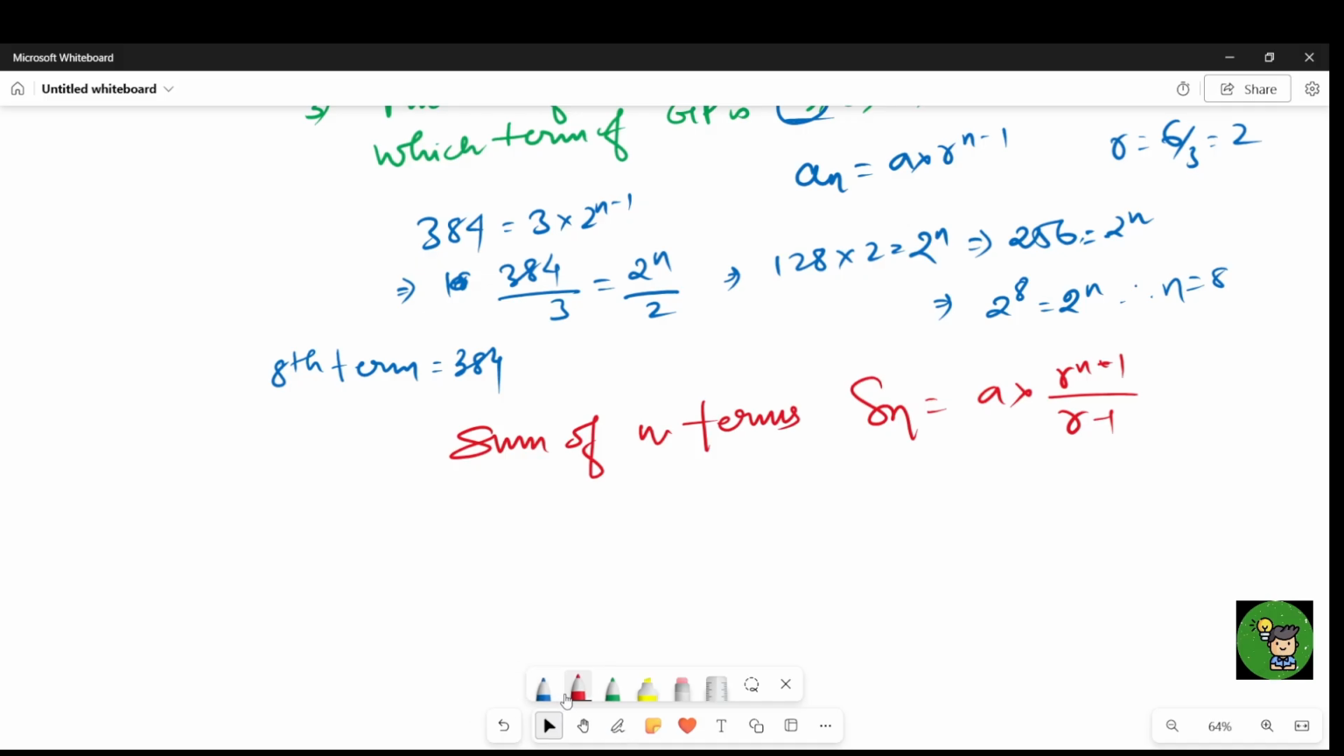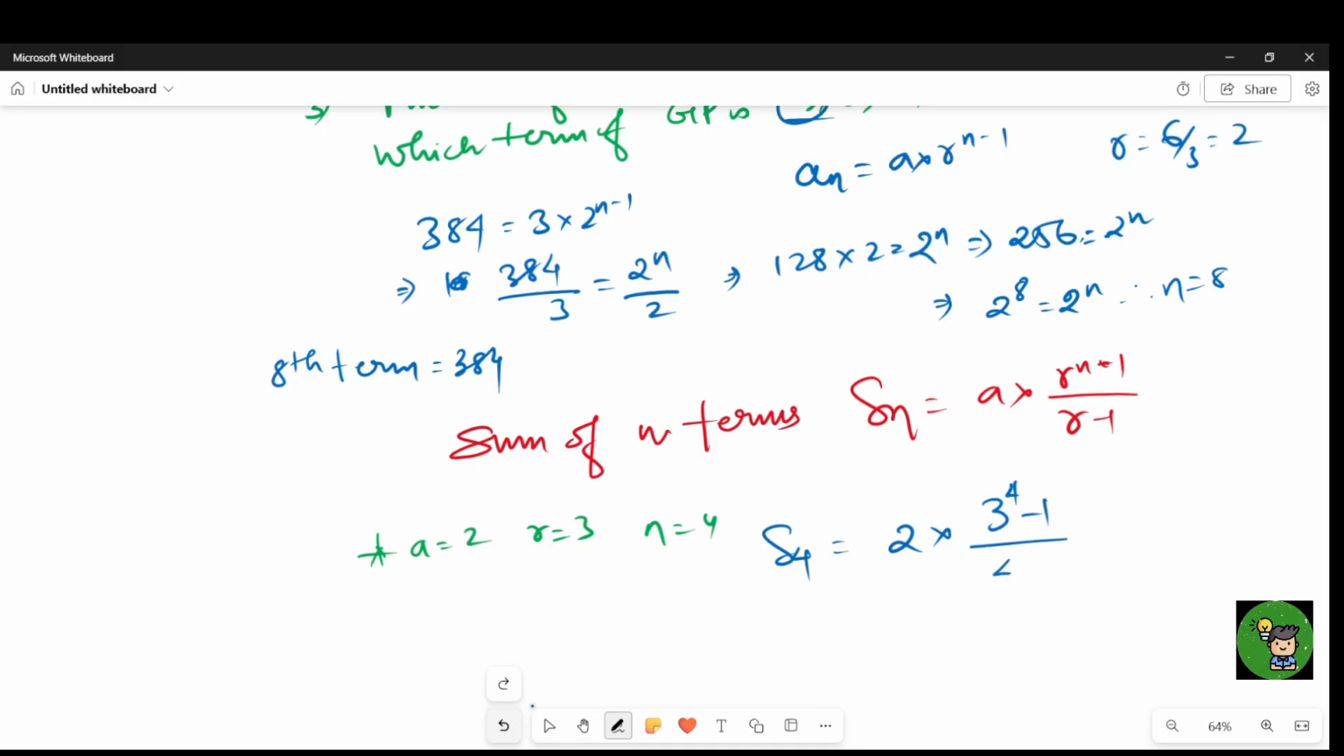Now, first question. a is equal to 2, r is equal to 3, n is equal to 4. So how to find the sum of n terms? So this is S4. a is 2 into 3 power 4 minus 1 by, sorry, r minus 1. So what is our r here? 3. So 3 minus 1. So what do you get?